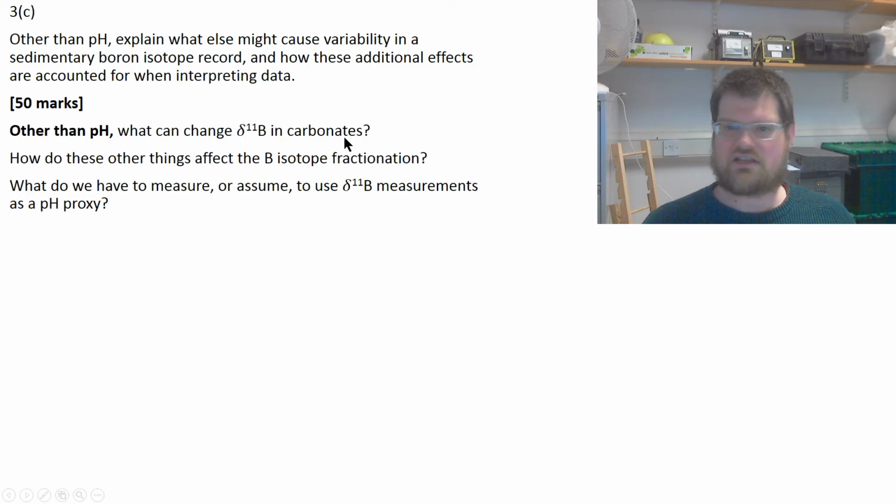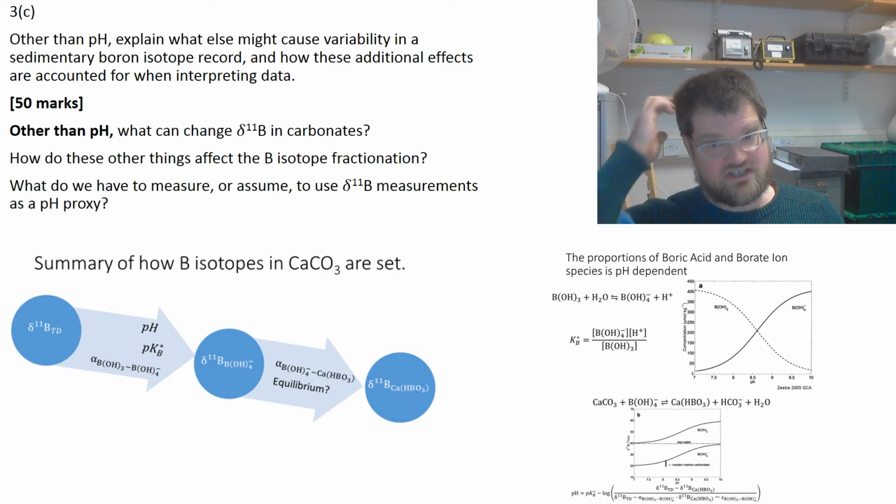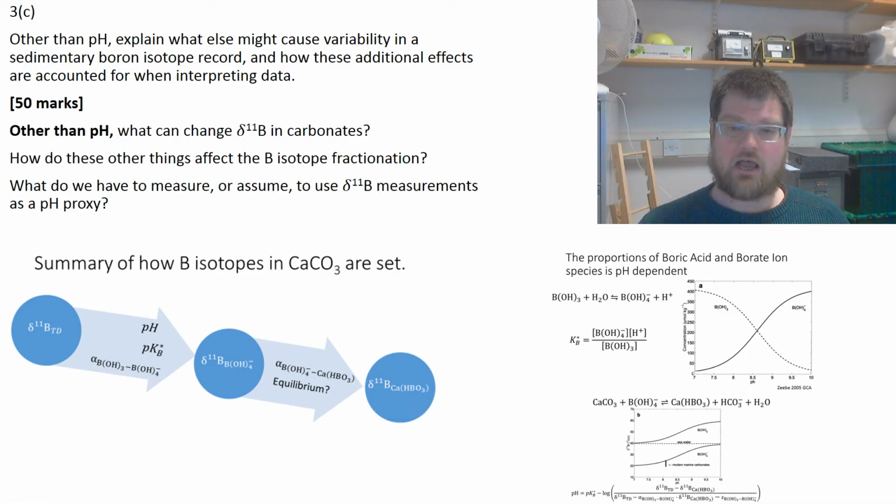And other than just writing a list of things that can cause it to go wrong, we can actually write a little bit about what are the mechanisms by which those parameters affect the boron isotopes. And then lastly, what do we have to do to mitigate these additional controls on boron isotopes preserved in carbonates? So really what we're looking at here is this sequence which was presented in the lectures, where the thing that we measure are the isotopes of boron preserved in carbonate, like a shell or a test of some foraminifera or something like that.